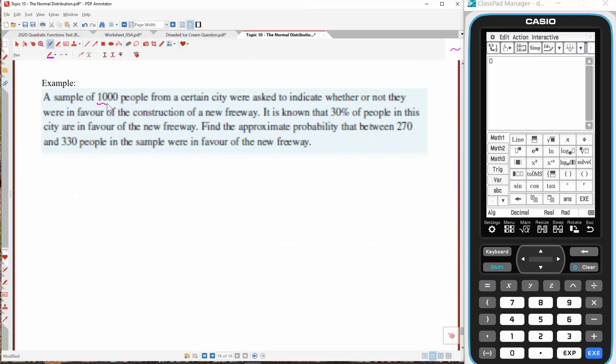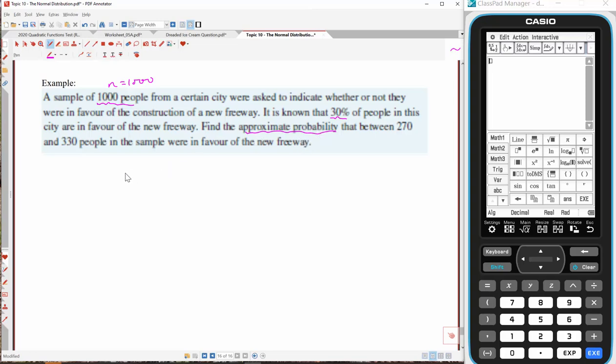Right, so here's a question that we can possibly do this on. A sample of 1,000 people, that indicates that we've got n equals 1,000, from a certain city, were asked whether or not they were in favour of the construction of a new freeway. It's known that 30% of the people are in favour of the new freeway. Find the approximate probability that between 270 and 330 people in the sample were in favour of a new freeway. So they want the approximate probability, not the probability to 3 decimal places, the approximate. So they're asking for an approximation.